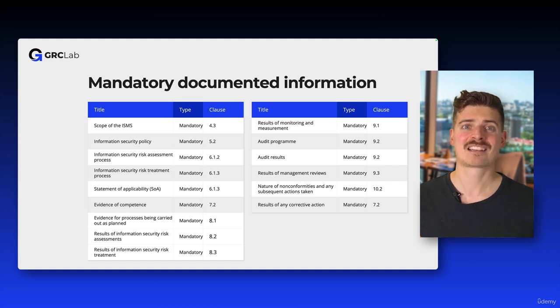Remember, in the end, it's up to you to decide what's necessary or not. And it's completely up to you what these records look like. But the mandatory documented information, as shown on this slide, is non-negotiable. You have to have it if you want to pass an external audit.